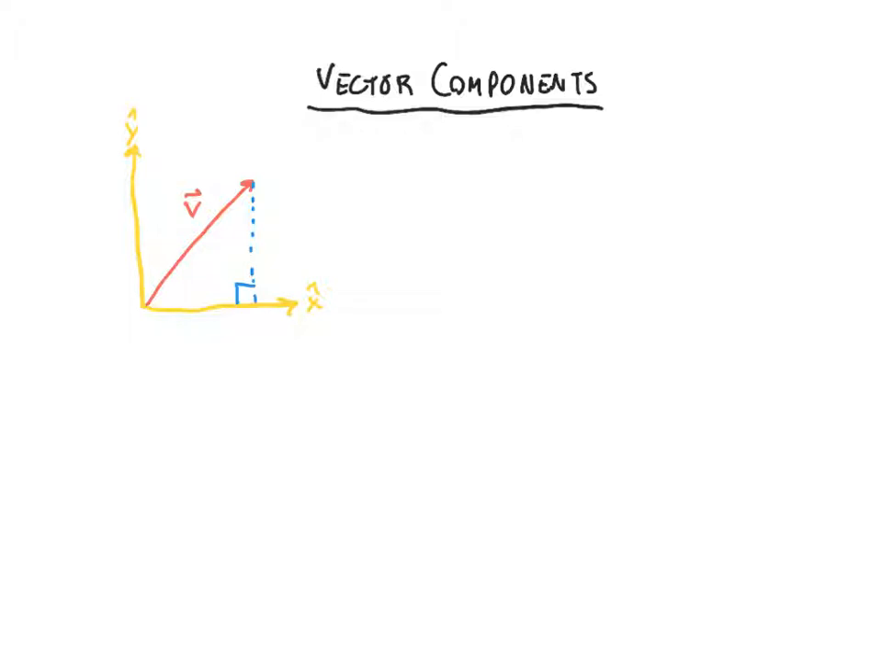Okay? And so the part of v that's along the x-axis we'll call vx, and the height part on the y-axis is vy, right? And so the actual vector v we can write as vx comma vy.